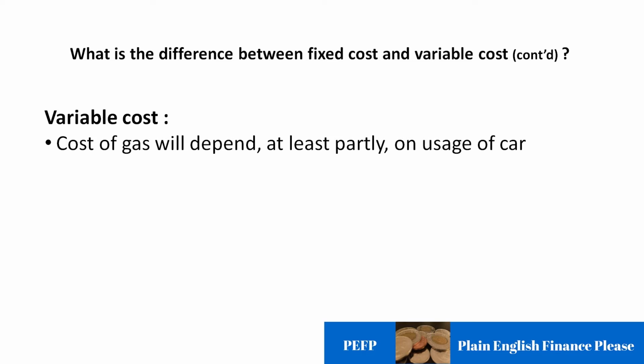A variable cost is a cost that will depend on the quantity or usage. For example, the cost related to the gas used for your car will depend on the distance you are driving. Even if there might be other factors involved, if you drive more, the cost related to gas will increase.